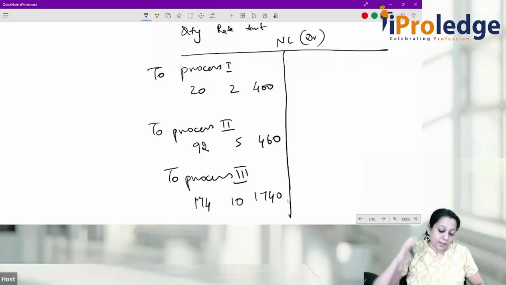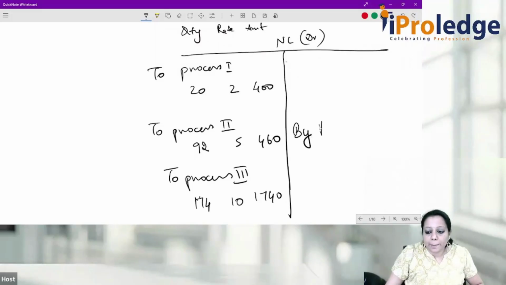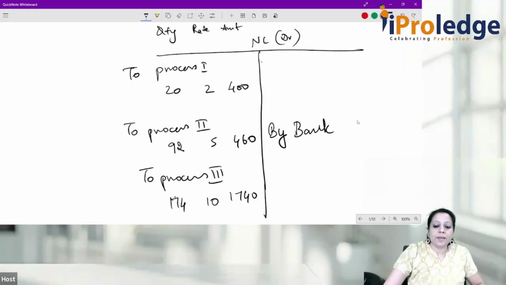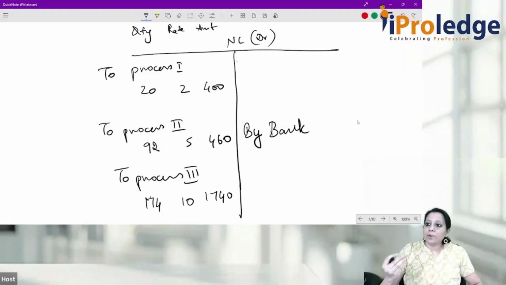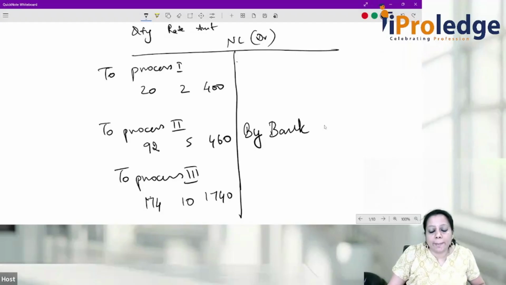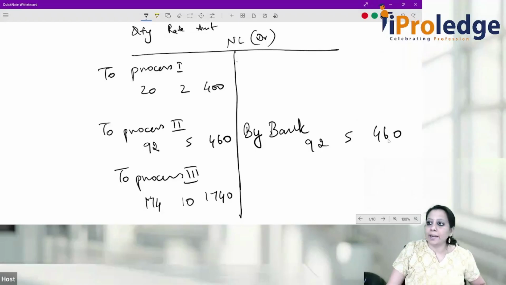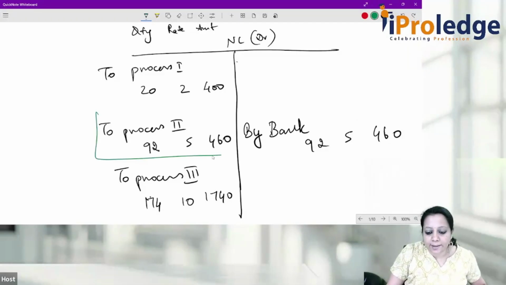Now, we had no abnormal gain for process 2, isn't it, students? So what I will do? By bank. You all know why by bank. Because we are going to get the money. We are going to get the money from scrap, whether it is normal or abnormal. So how much was by bank? It was 92, 5 and 460 for process 2. Am I correct, students? Very clear, everyone? So as far as this process is concerned, it is very simple.